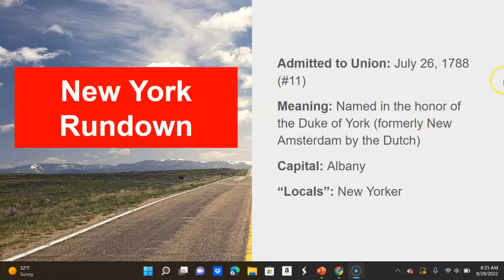So we have the final little pieces here for the rundown for the state of New York. So New York, as I'm sure was already shared, joined the Union July 26, 1788, and that was the 11th state that joined the Union. The state is named in honor of the Duke of York. Understand the Duke of York is an important position in England, so it was named after that gentleman at the time, but it was formerly a Dutch colony, and New York was once known as New Amsterdam. Capital city is Albany, not New York City, Albany.